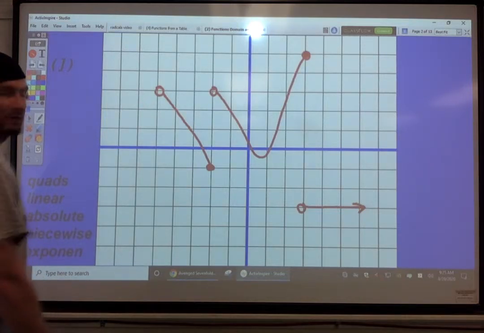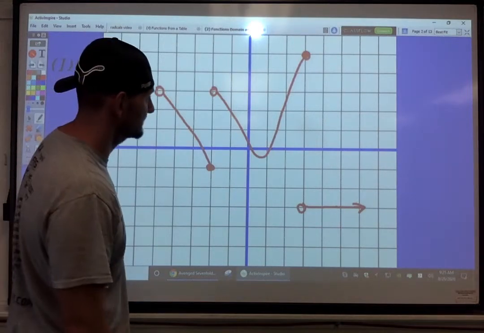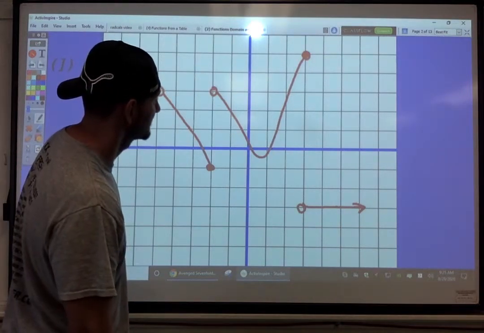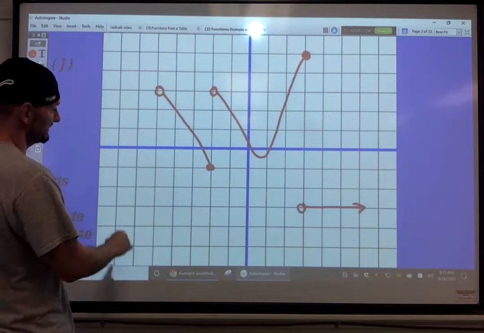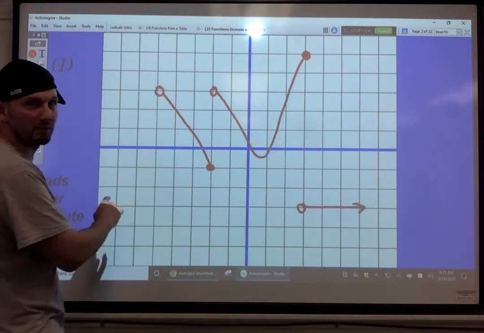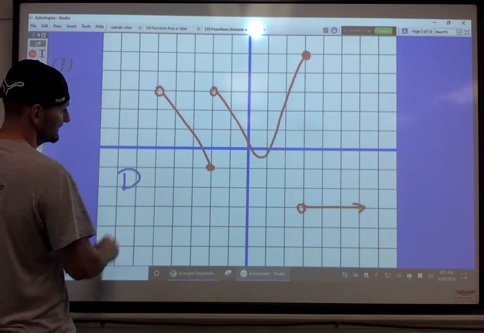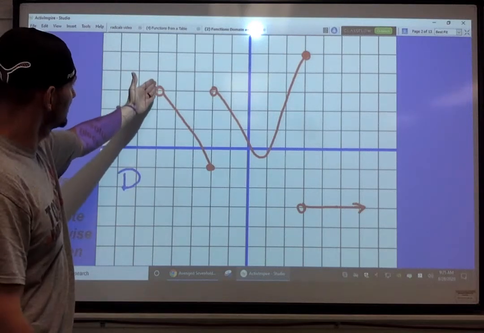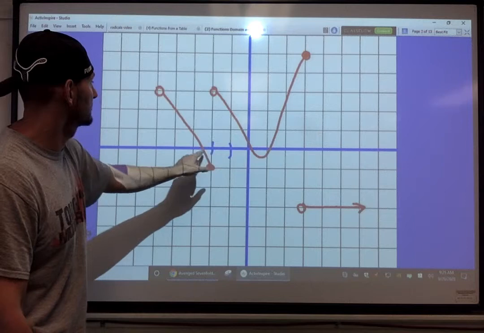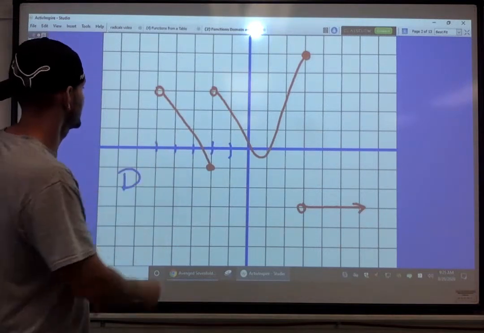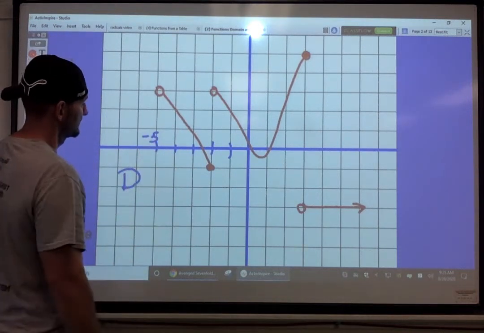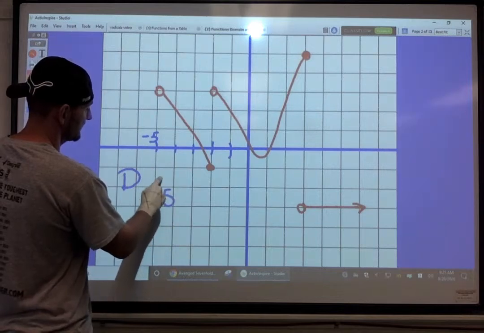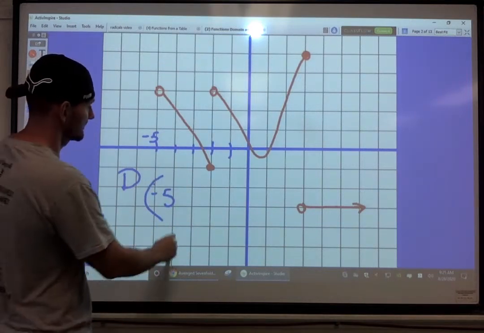Alright, so this one is definitely different. I might throw in an extra part. Probably ought to, but I'm not going to. Alright, so I'll do this one because I created this monster. So domain, so my x value is left to right. So I'm going to start at here. So I'm at 1, 2, 3, 4, 5. Negative 5, that's where I'm starting. So at negative 5, it's not included, so it's parentheses.